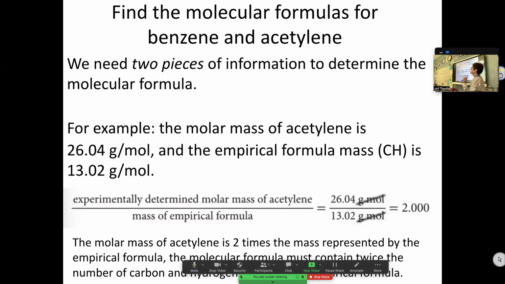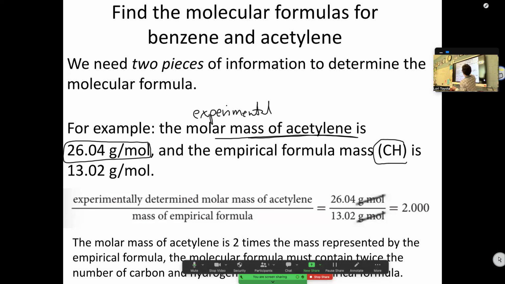You need two pieces of information to find a molecular formula. You need the empirical formula and you need some experimental data, right? Experimental data means we got that from the lab. For example, the experimental molar mass of acetylene is 26.04. And the empirical formula mass is the second piece that we need. We need this and we need this.